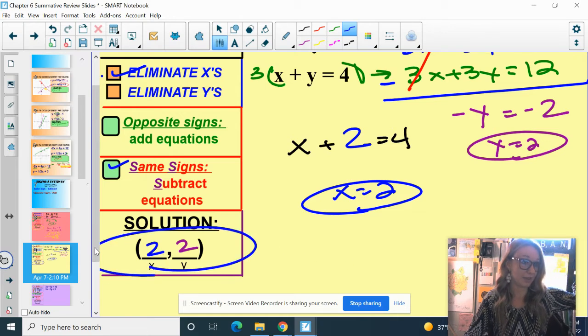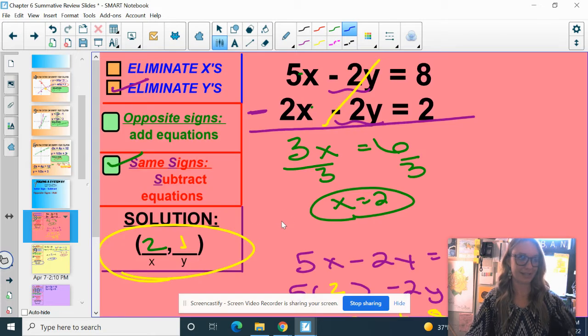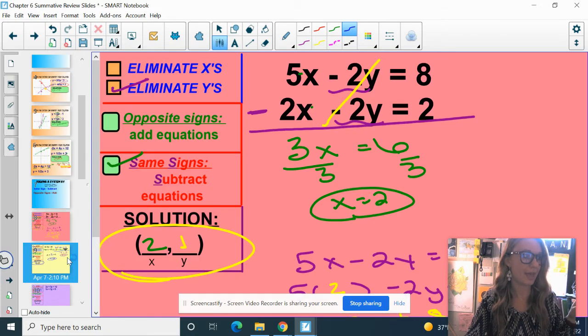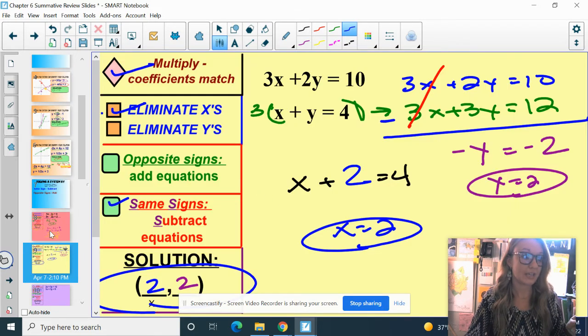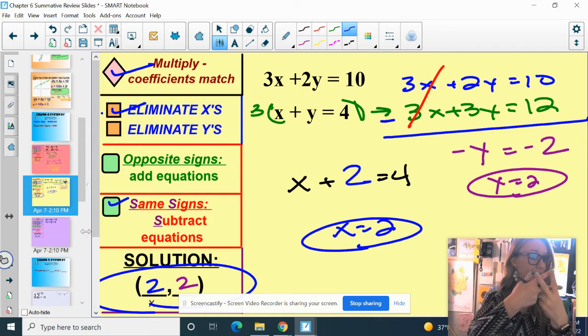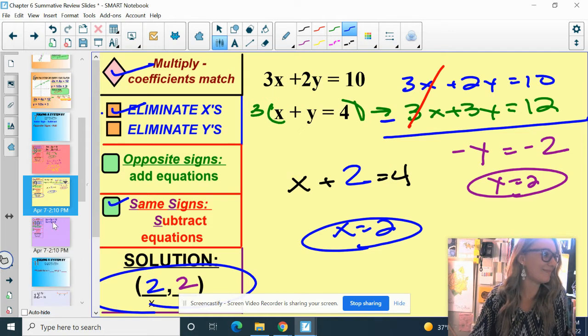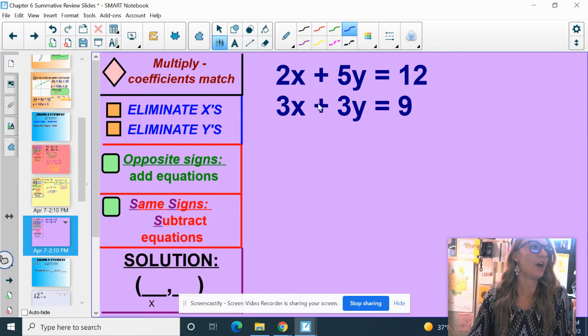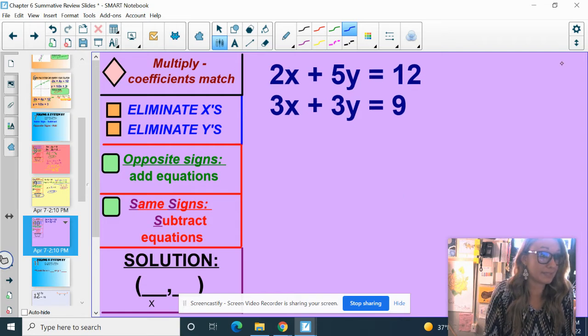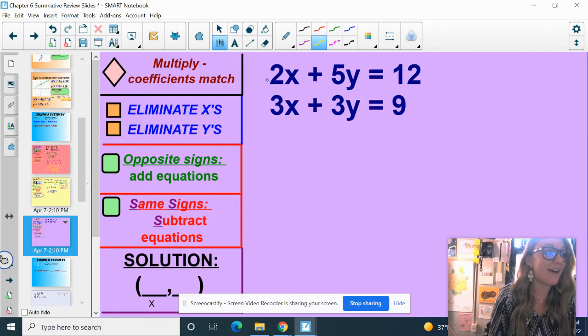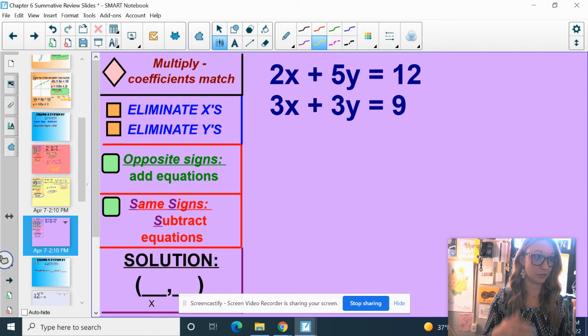Okay, so we started at basic level. We're like, okay, these are ready to eliminate. Then we multiplied one equation. Guess what? We're going to make it super lit, and we are going to have to multiply both equations. So here you go. I put it on a purple side because, ugh. Now, you don't have x's that match. You don't have y's that match, which means you're going to have to multiply both equations.